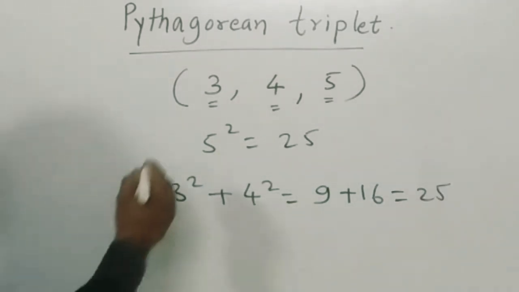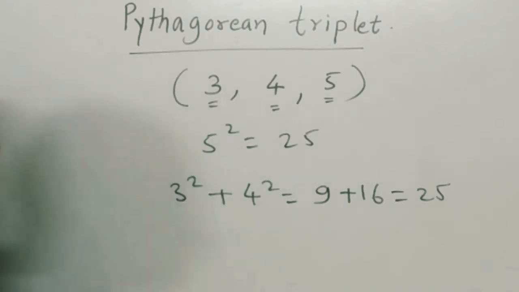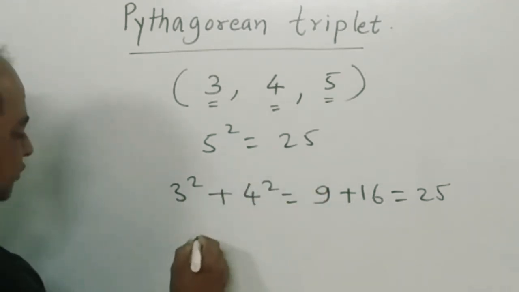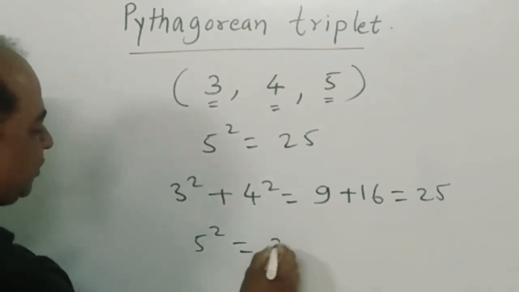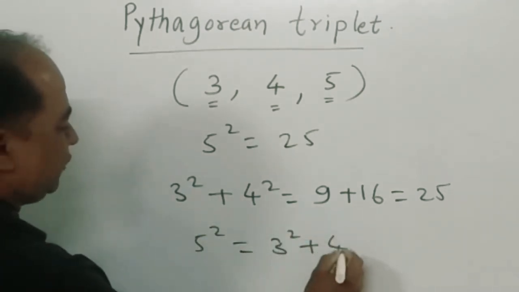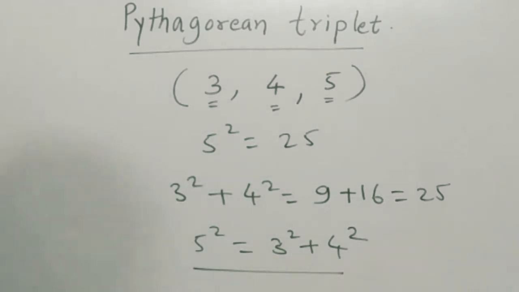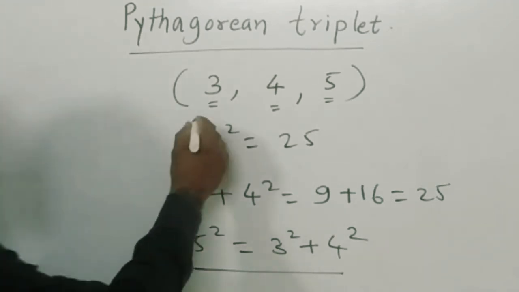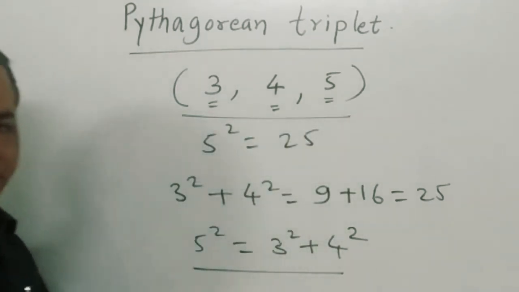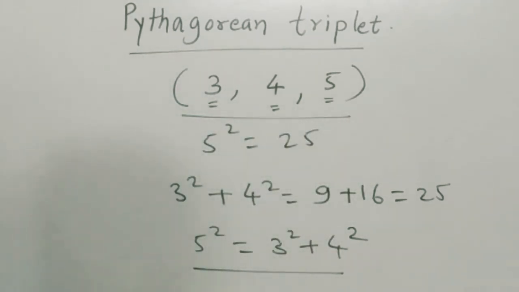So here the triplet satisfies the Pythagoras theorem, that is, the square of the greatest side is equal to the sum of the squares of the other two sides. So here 3, 4, 5 satisfies the Pythagoras theorem, hence it is called a Pythagorean triplet. So a triplet which satisfies the Pythagoras theorem is called a Pythagorean triplet.